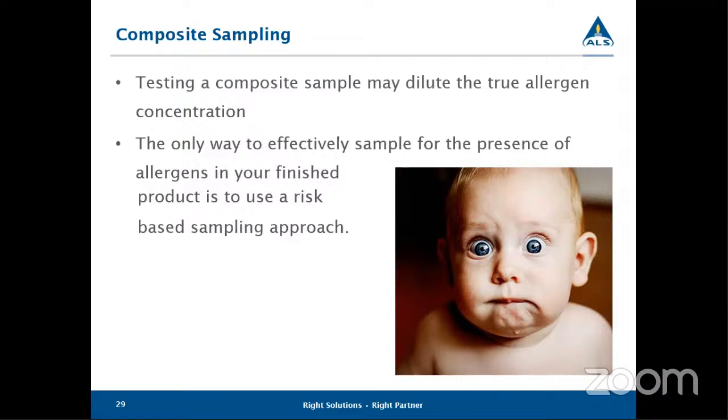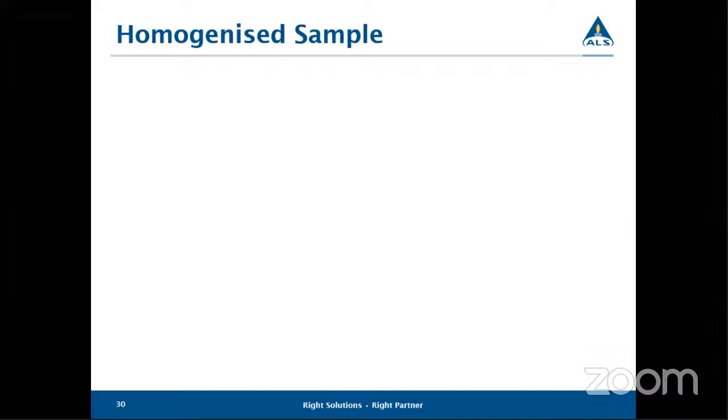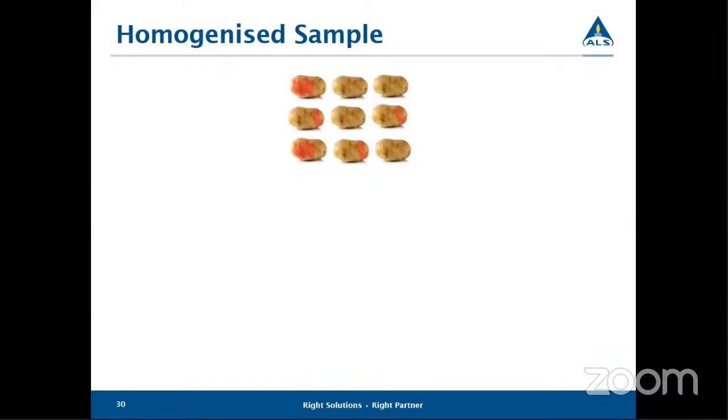So again, we just recommend that you look closely at the sampling before you decide to do a composite, and look at a risk-based approach for that. Once the sample is received at the laboratory, it's going to be homogenized. And so I have a little example here of what that looks like. It will also help you understand why compositing can be a bad idea.